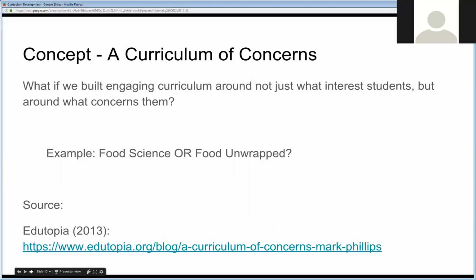But here's one concept that I found that was fun from Edutopia: what about a curriculum of concerns? What if we built engaging curriculum around not just what interests students, but what concerns them? For example, food science may interest them, but what if we did Food Unwrapped, because they're worried about what's in their food or where their food comes from? And it's in the news a lot. And I gave you a link that y'all could play with later. Just a concept to present.